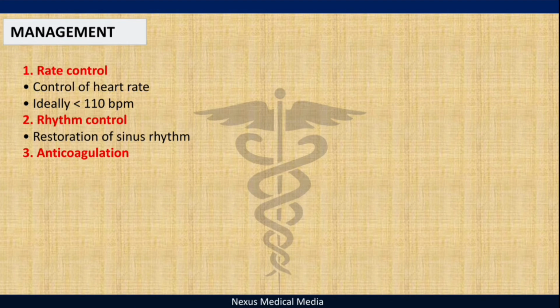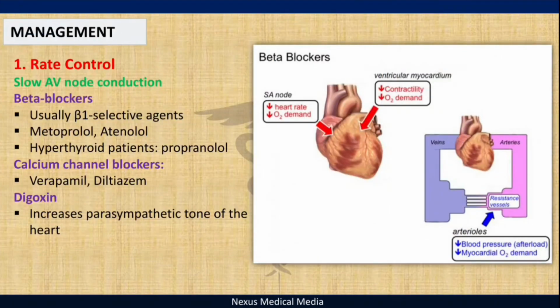Management. So in management, there is rate control, rhythm control, and anticoagulation, right? So rate control is to control heart rate, and ideally we need to control it to somewhere less than 110 beats per minute. And rhythm control is to restore the sinus rhythm. Anticoagulation, we need to reduce the risks of stroke and other things. Right. Okay, so let's start with rate control.